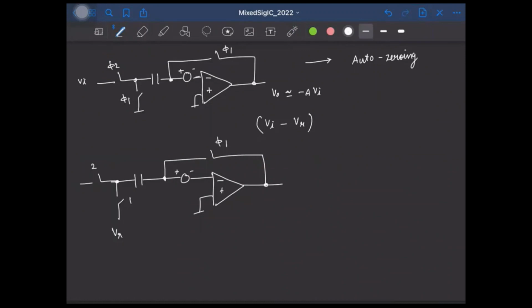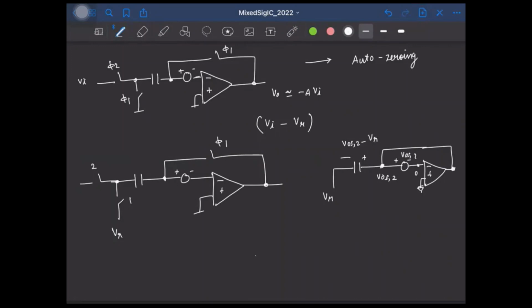During the phase phi 1, what happens? The capacitor is connected to the op-amp output like this. And let's say the op-amp has high enough gain, then this will be 0. This will be the offset VOS2. So the voltage stored across the capacitor here will be VOS2 minus the reference voltage VR.